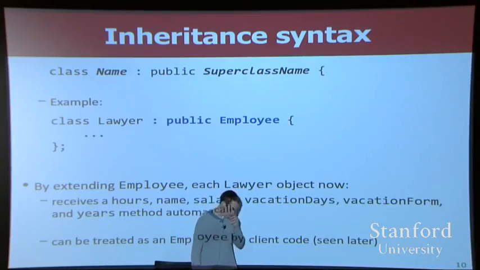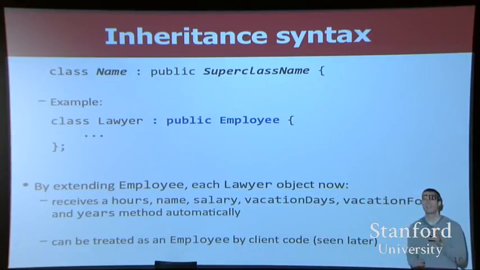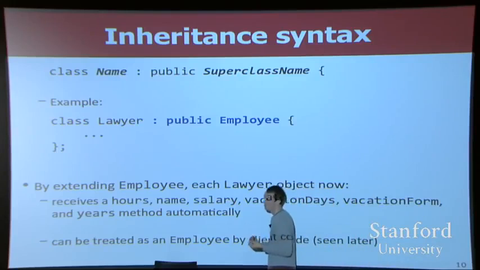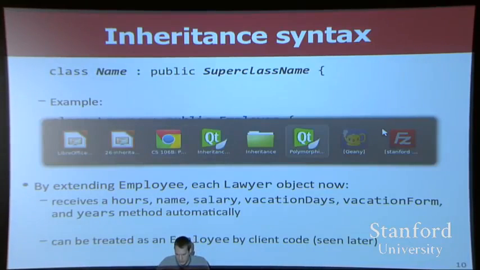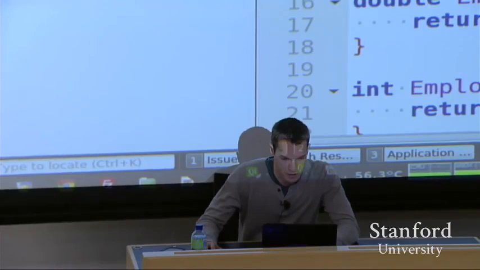Now, the next thing I want to do is, I mentioned that some of the existing rules for employees are changed for lawyers, right? Remember how I said they make twice as much money? Okay. Well, if I say class lawyer public employee, maybe now is the time for me to jump to Qt Creator. Where is it? I think it's this project. I've got employee.cpp and I've got lawyer.cpp. Let me just nuke this for a second.